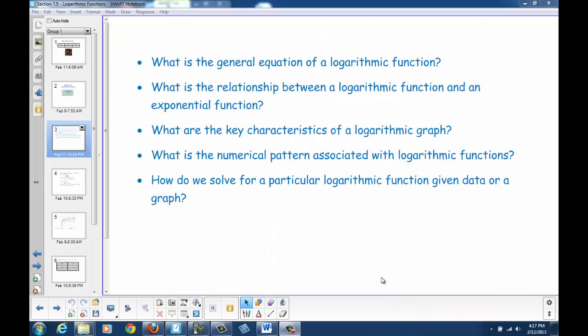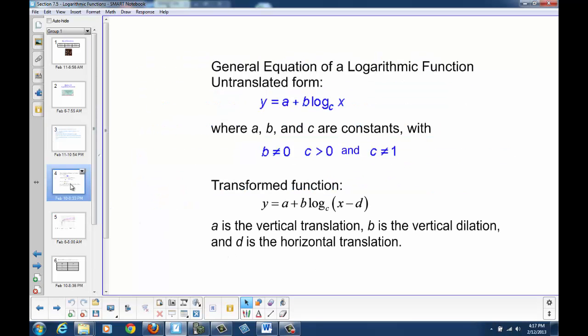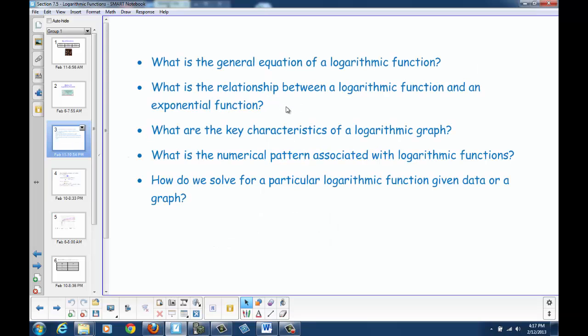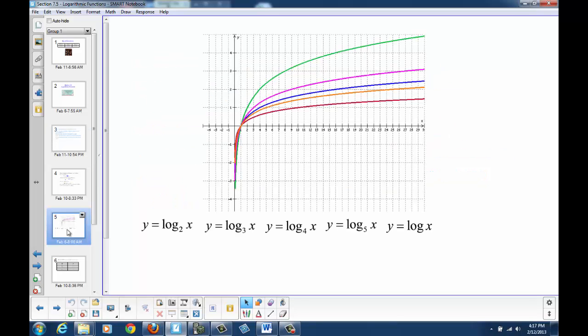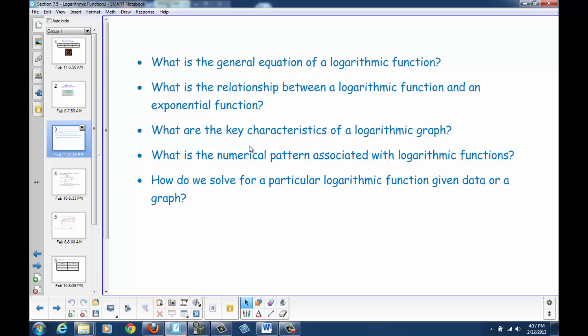Alright, so let's recap. What is the general equation of a logarithmic function? Well, it's right here. y equals a plus b log base c of x. What is the relationship between a logarithmic function and an exponential function? Well, we saw when we looked at the graphs and discussed them that the logarithmic function is the inverse of the exponential function.